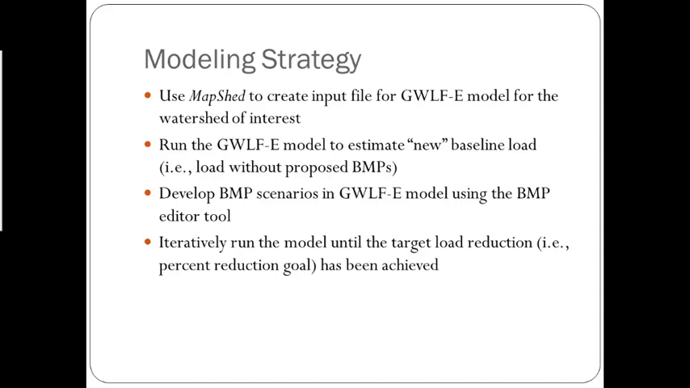We were first going to use MapShed to create an input file for the GWLF model for the watershed of interest, in our case the Big Hollow watershed. We were then going to run the GWLF model to estimate a new baseline load for the watershed. In this case, this is the load without any proposed BMPs that might be implemented in the future. And the next two related steps, we would then develop BMP scenarios in the GWLF-E model using the BMP Editor tool and run these scenarios iteratively until a target load reduction has been achieved.